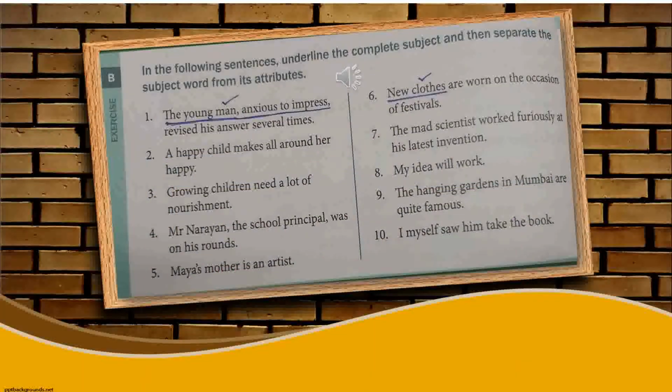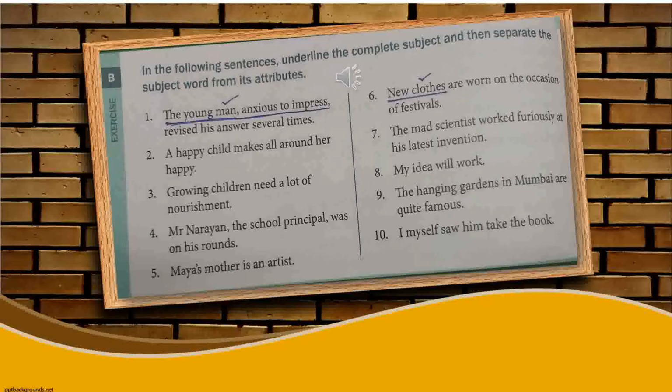Now let us move into the second exercise of the lesson. Here the question is, in the following sentences, underline the complete subject and then separate the subject word from its attributes. There are a total of 10 questions given here. Like the previous one, I am going to tell you the answers for the first and sixth one. The remaining 8 questions will be there for your own practice.